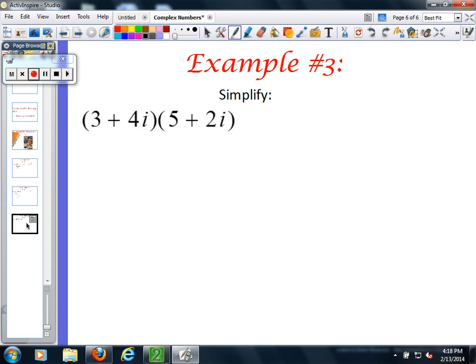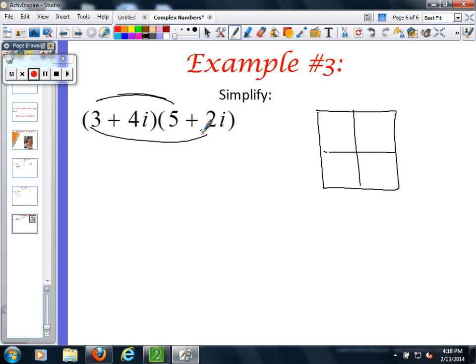Now we get to example number 3, and this is the multiplication version of it. It's going to be the exact same thing as what we do with our polynomials. So we can use the area method, or you can use the FOIL method. Either one would be fine. This would be 3 plus 4i. This would be 5 plus 2i. And then you would do your multiplication.